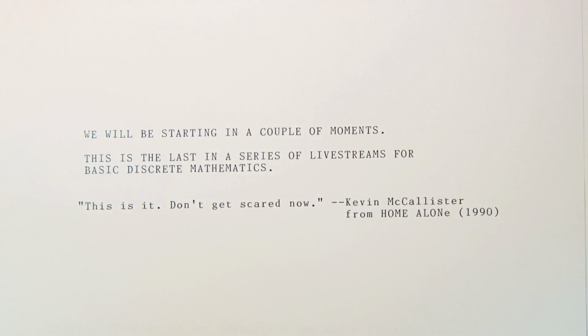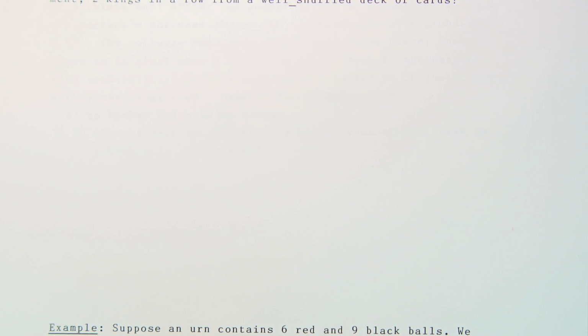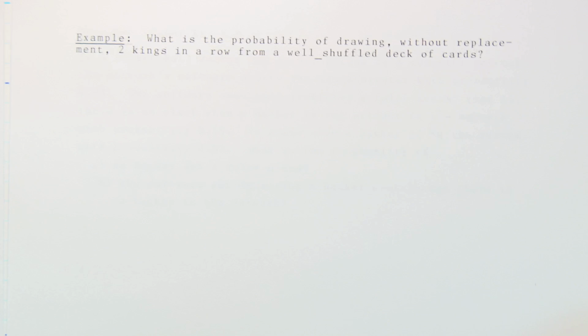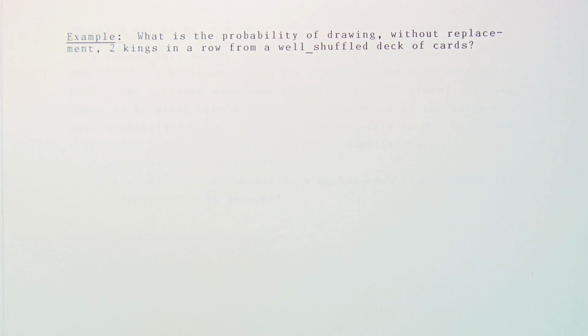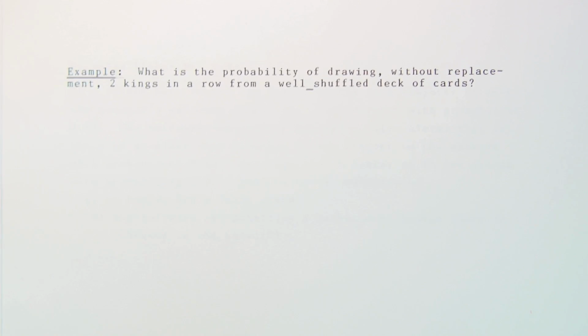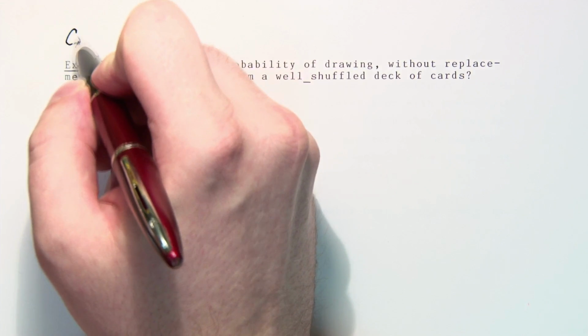So also some paper slide. Okay, so we'll start off with a couple of questions that give an overall sense of the kind of questions you're typically going to see. So here's an example. What is the probability of drawing without replacement 2 kings in a row from a well-shuffled deck of cards? And this is going to be using the idea of conditional probability.